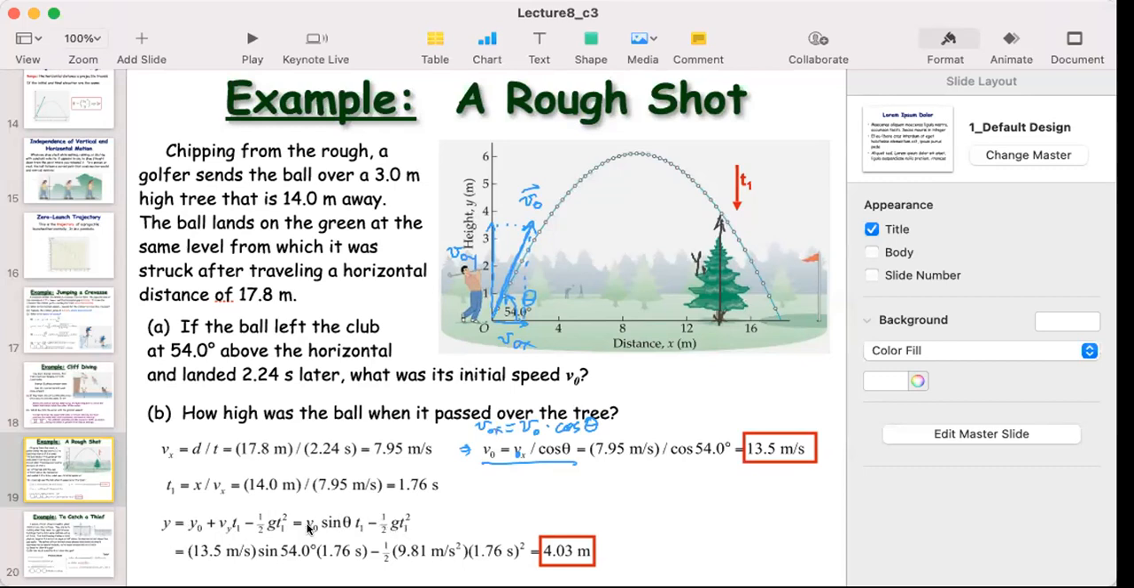And I know everything. V naught, I just found before. Sine of 54 degrees is the sine of theta. T1, I just found before, 1.76 seconds, minus 1/2 g t squared. So this is g and this is t squared, and it gives you 4.03 meters.